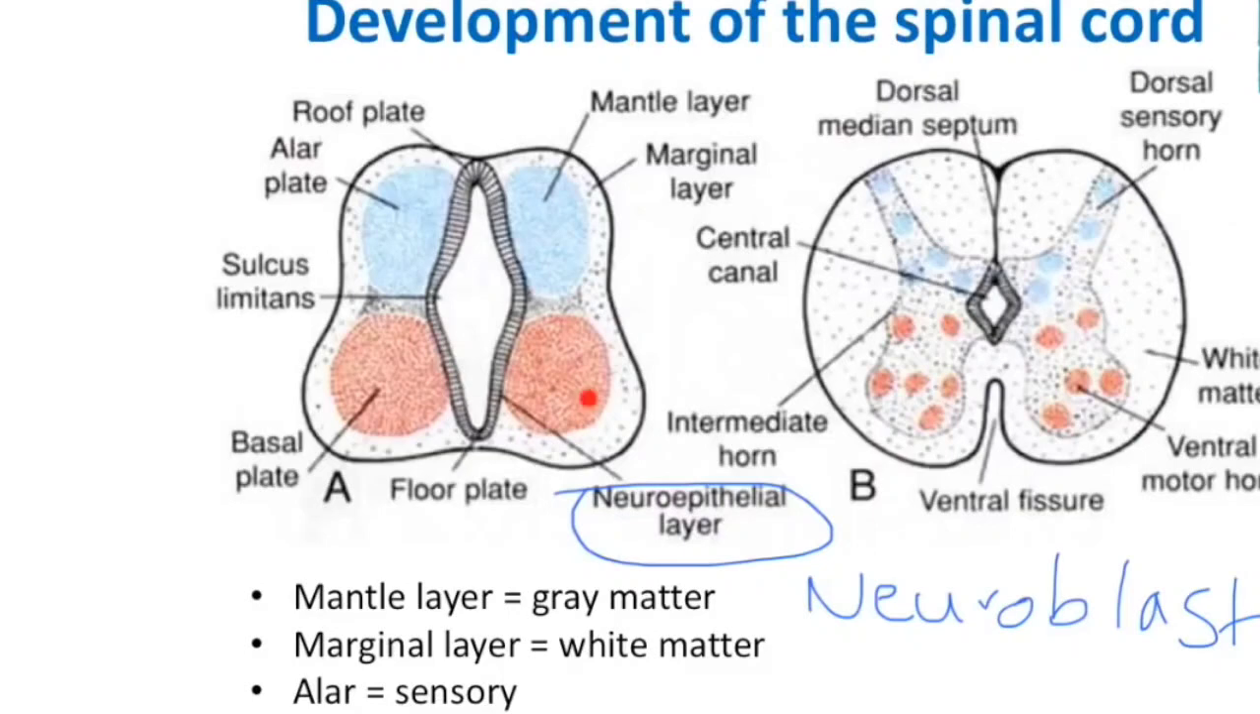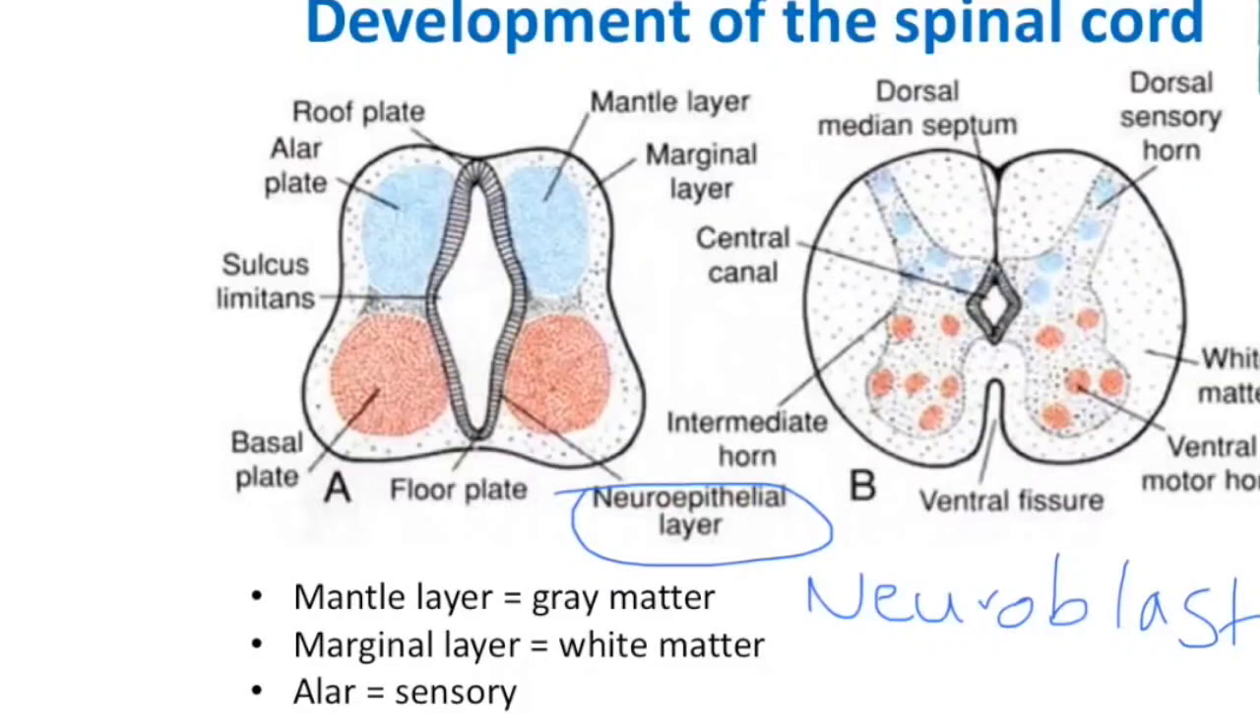Now, the axons going out from those cells here and here give us something called the marginal layer. So what is the marginal layer? The marginal layer is the axons of the cells. They get myelinated and they form the white matter of the spinal cord. So the mantle layer, cell bodies, gray matter. The marginal layer, the axons of those cells, get myelinated and they form the white matter.